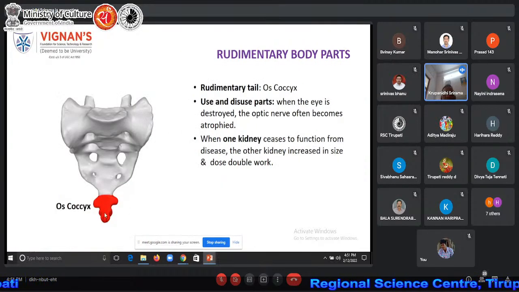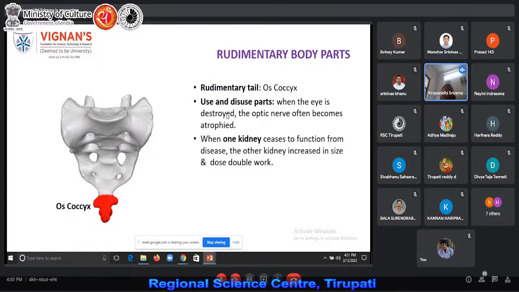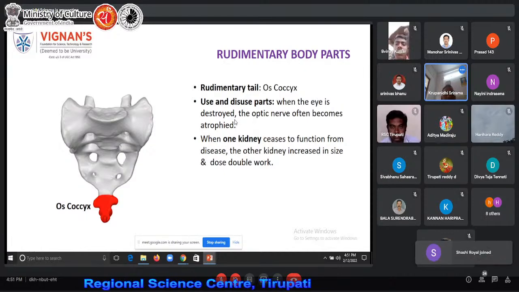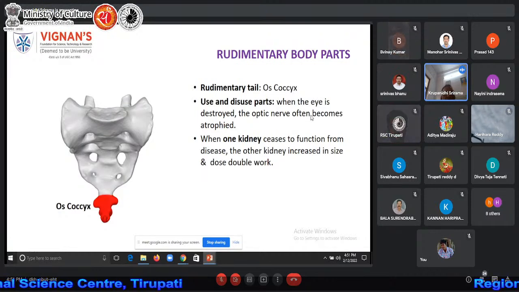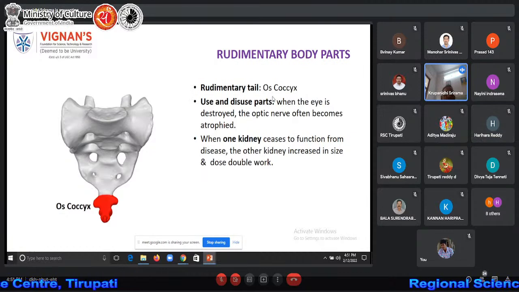Like this, there is a rudimentary tail called the coccyx. We are all tail-bearing specimens. All chordates, all vertebrates, have a tail. We also have a rudimentary, vestigial tail. Now I will make a mention of use and disuse of parts. When the eye is destroyed because of some accident and is lost, the optic nerve connected to the eye slowly becomes atrophied. It is not active. That is the use and disuse theory, and with the giraffe we mention the same thing: use of the neck made it have an elongated neck.